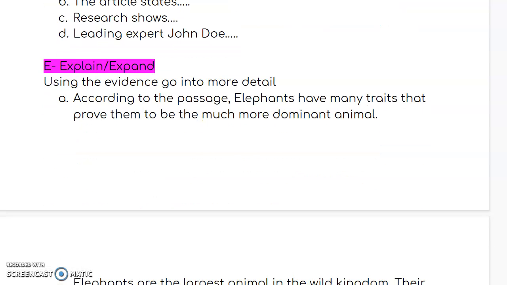Then you get to the second paragraph, and that's where you explain or elaborate or expand, whatever you want to call it, your evidence. This is the part where you actually get to put your opinion or bias or whatever you want to call it in there. You're still using the evidence, but you're explaining why you felt like it was important to back up your claim.